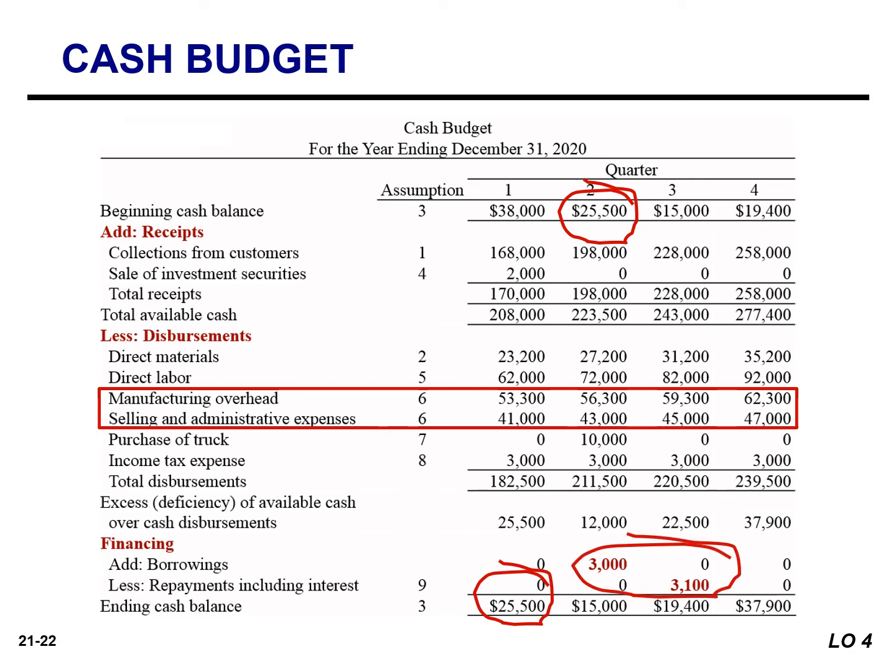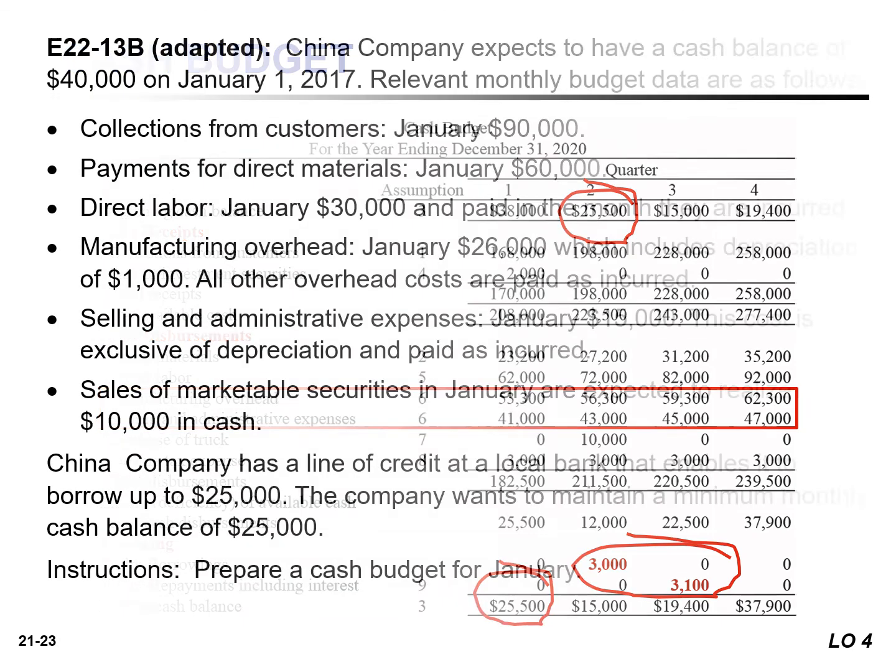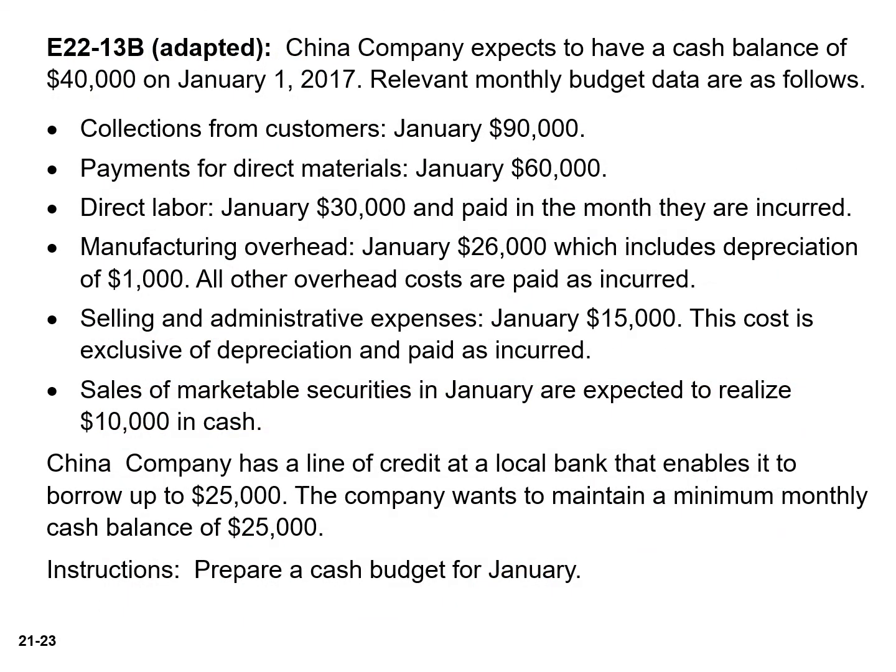Hayes will need to borrow $3,000 in the second quarter to maintain a minimum cash balance of $15,000. Since there is an excess of cash available over disbursements of $22,500 at the end of the third quarter, the borrowing plus interest is repaid in this quarter. The solutions to this exercise will be provided in a separate video.